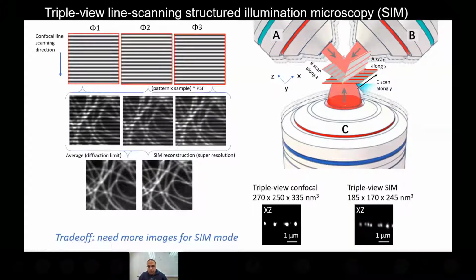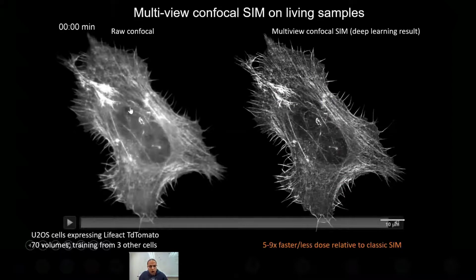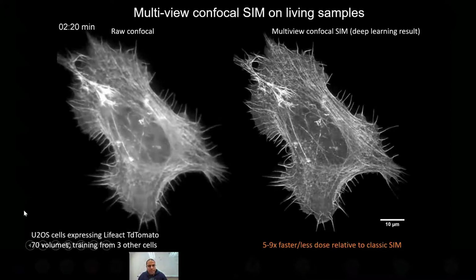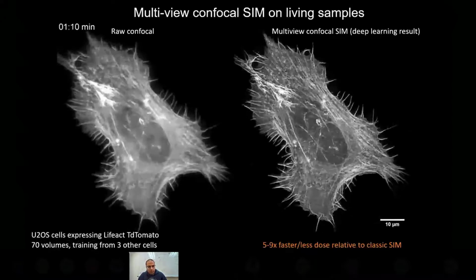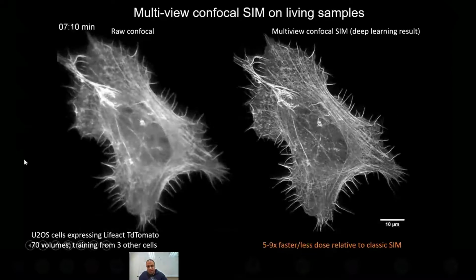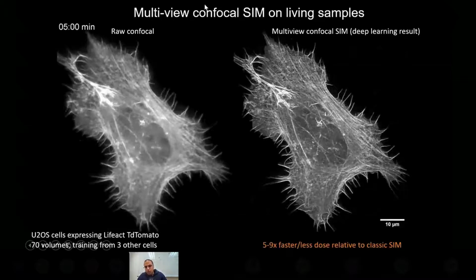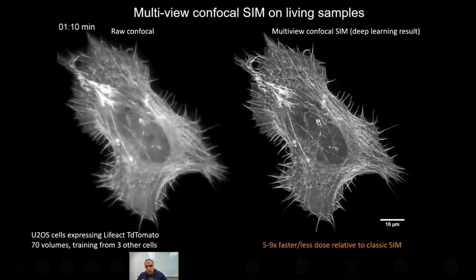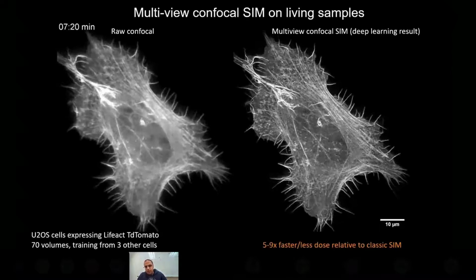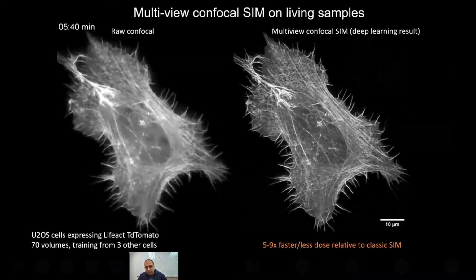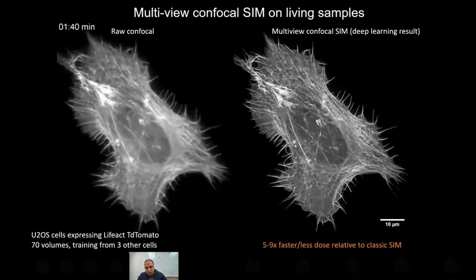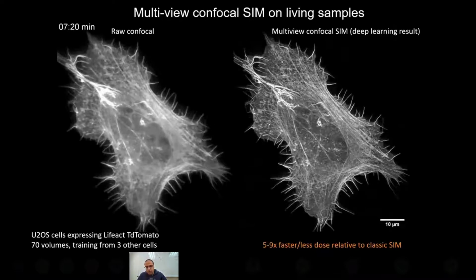And just to show you some output, because I'm running out of time, if you look at the raw confocal input on this actin in a live cell, it sort of looks okay. You can discern dynamics, you can see filopodial movement, you can see the rearward flow of actin, but the multi-view confocal deep learning result is much better. It's much clearer. The resolution is obviously higher, and we're getting this output with 5 to 9 times less dose than classic structured illumination microscopy. So we can image these volumes at high resolution for many tens of volumes.